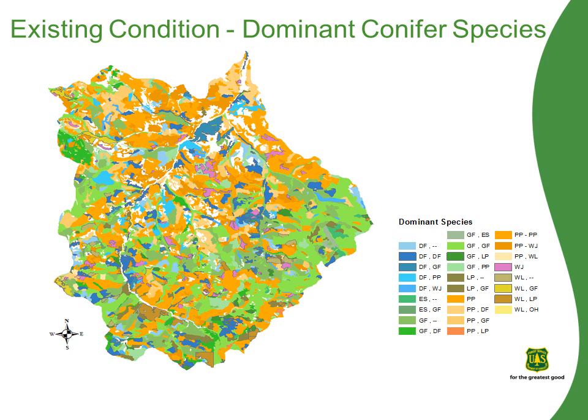As you might expect, the lower elevations of the project area are where ponderosa pine is the dominant species, and as you move up in elevation, up into the mixed conifer, you move into the greens and the blues, dominated by grand fir and Douglas fir.